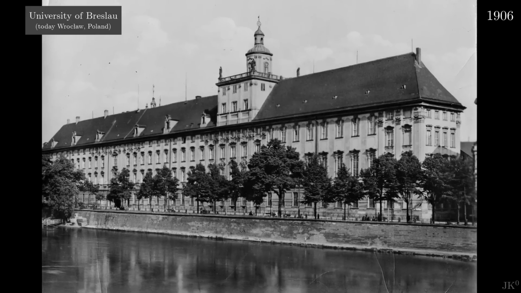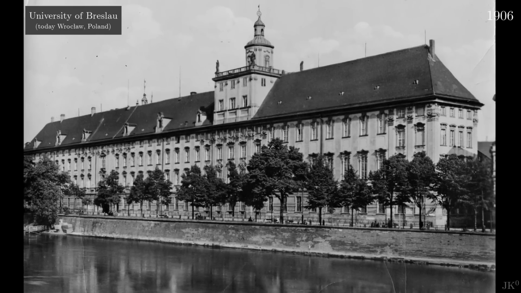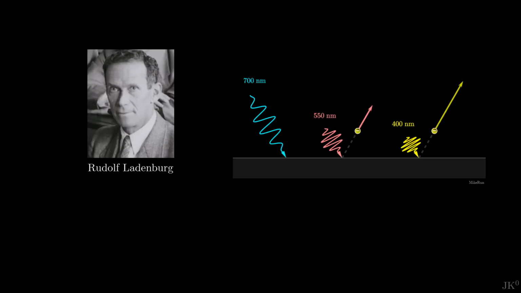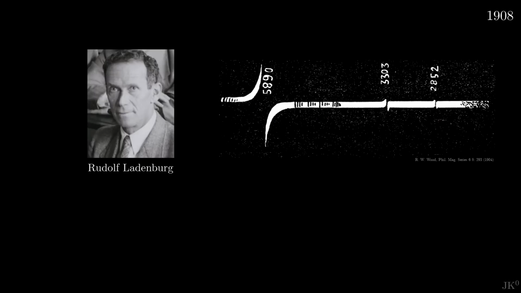Today's protagonist is a little-known German physicist named Rudolf Ladenburg. After his doctorate under Wilhelm Röntgen in Munich, he moved to the University of Breslau, today part of Poland. Ladenburg was a distinguished experimentalist studying the photoelectric effect, but he was also a skilled theorist. During 1908, he began experiments about anomalous dispersion.